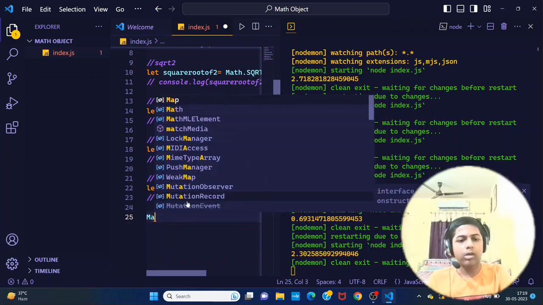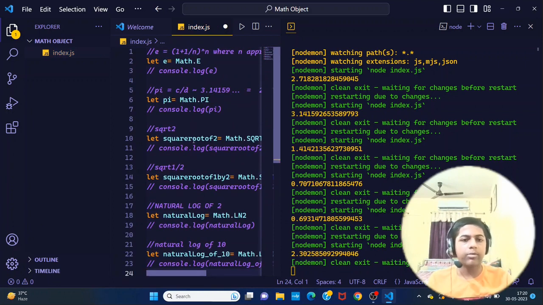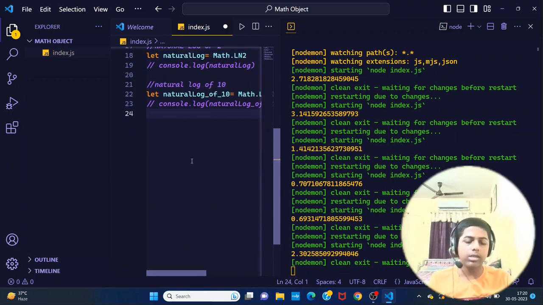So we just got to know about different types of constants in the Math object. Next is the functions. So we are going to take a look at some of the basic ones. First is the round function.